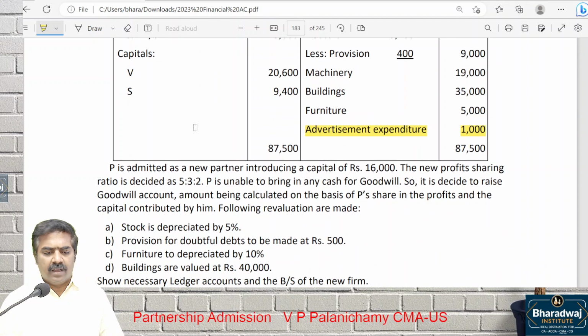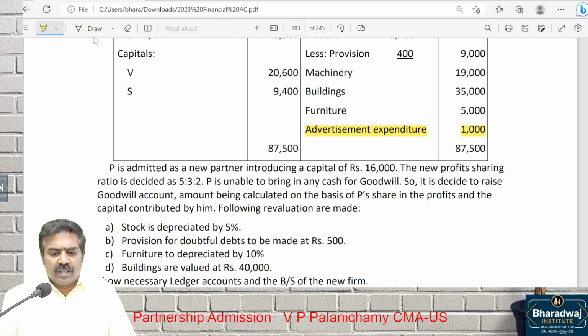Look at the next point. Everybody, please read the question. Without reading, you cannot directly understand the solution. Must read the question. P is admitted. Many of you are yet to settle down in the class. Please settle down fast and read the question. Read the question, then only we can solve.